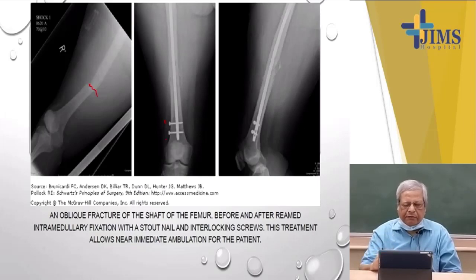There is another variety. When the fracture is, say, here, one can place a nail from here up to this and fix it like this and like this. This is called retrograde nailing, and this is antegrade nailing.